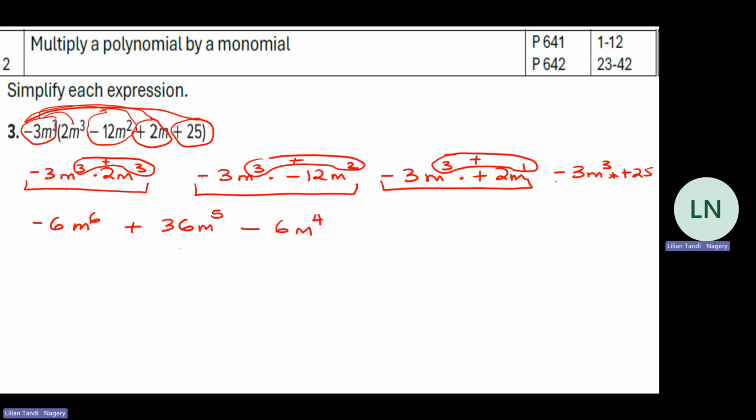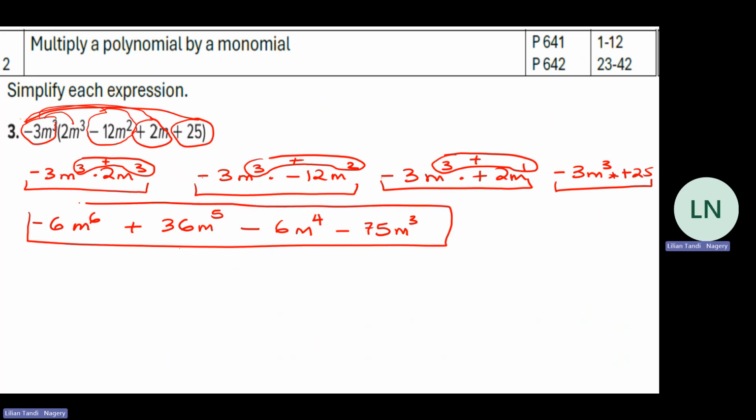Okay. Then we do this. Negative times positive is negative. 3 times 25 is 75. Here I don't have another m, so it's just m cubed. And that is our answer.